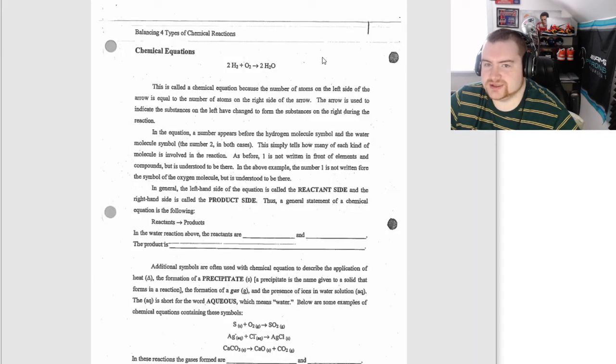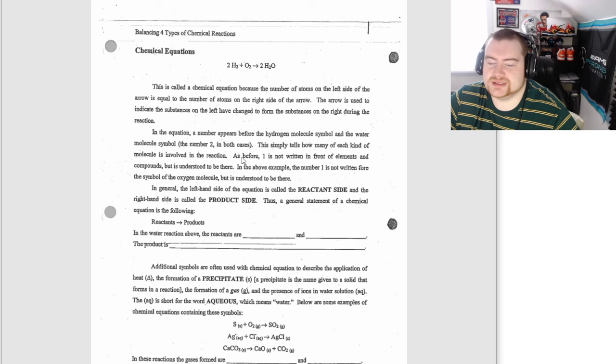Okay, so let's take a look at our packet. So this is the balancing reactions packet that we have. On the front, it goes over a lot of the same stuff we've talked about already. So looking at chemical equations. This is called a chemical equation because the number of atoms on the left side of the arrow is equal to the number of atoms on the right side. So this is already balanced. The arrow is used to indicate the substances on the left have changed to form the substances on the right during the reaction. And in the equation, a number appears before the hydrogen molecule symbol and the water molecule symbol. This simply tells how many of each kind the molecule is involved in the reaction.